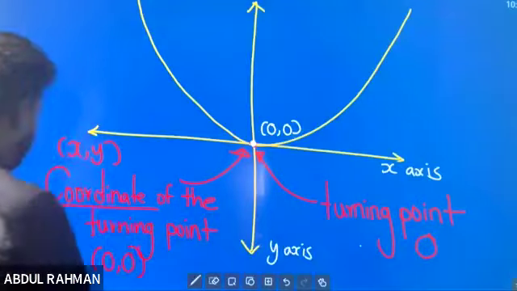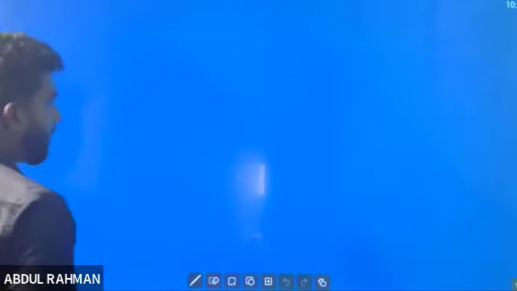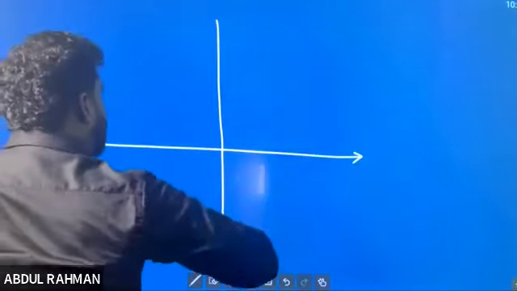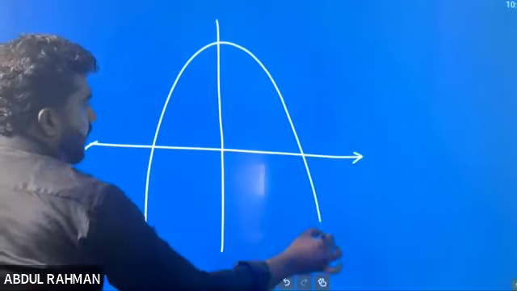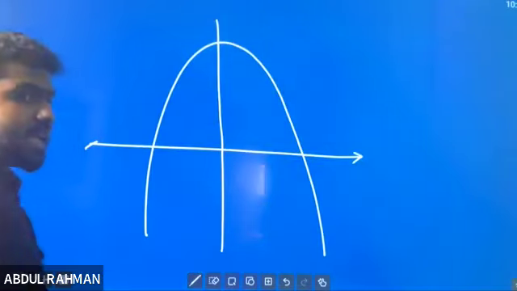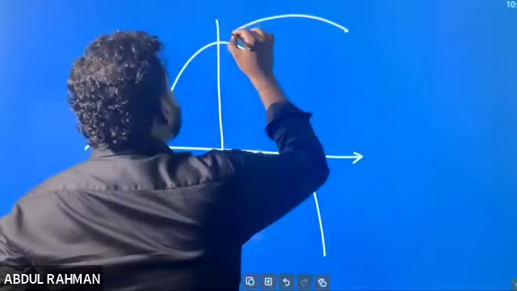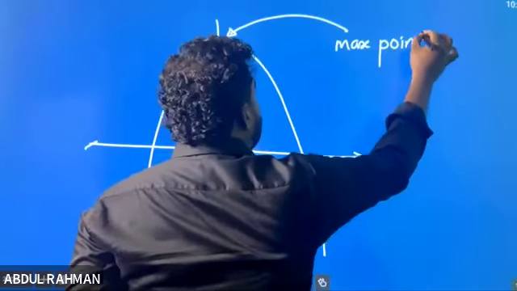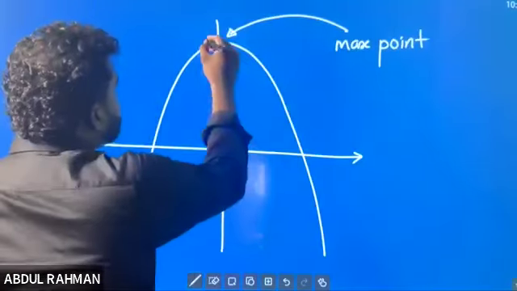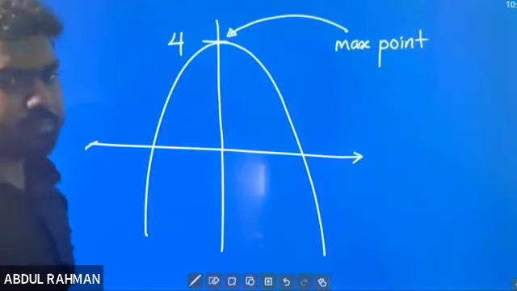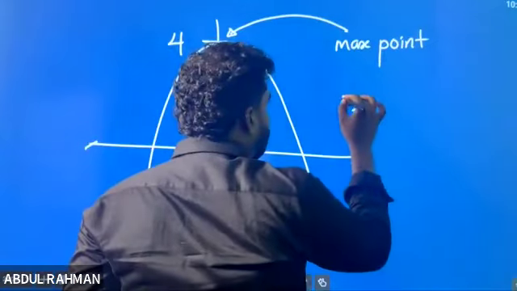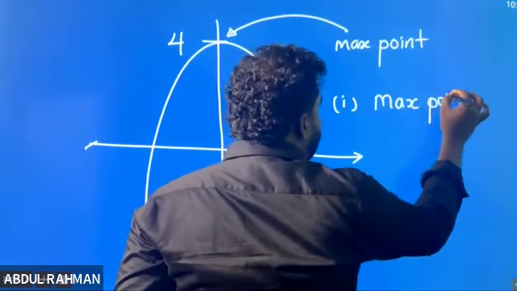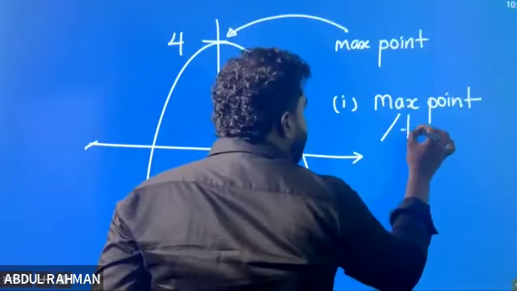Now I'm coming to another example to make sure you guys are getting it clear. Look at this graph. This graph is going up and coming down. Now, as this is a maximum graph, I call this point as my maximum point. Now, I'm asking you two questions. Now, I'm giving you this value here is 4. Now, I'm asking the first question. What is the maximum point, value of the maximum point of the graph? Or else you can call this as your turning point.